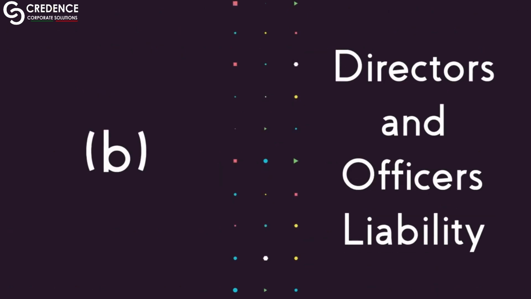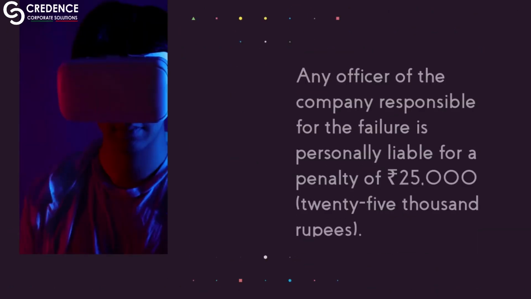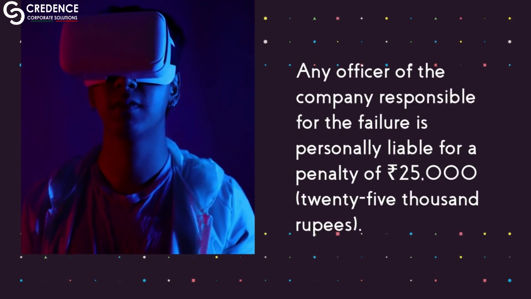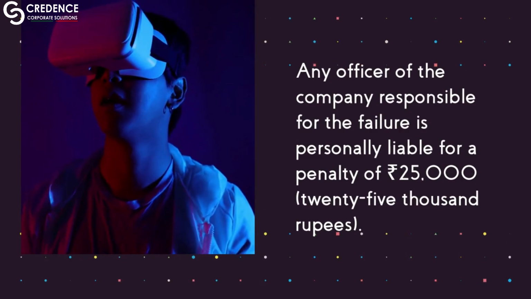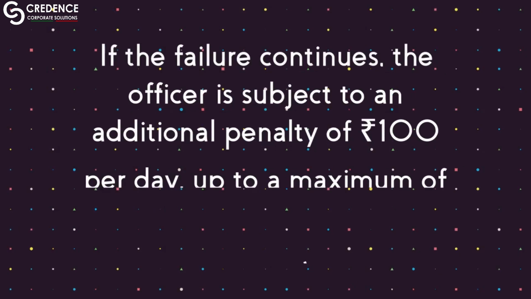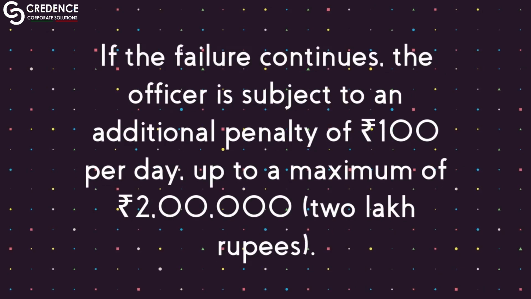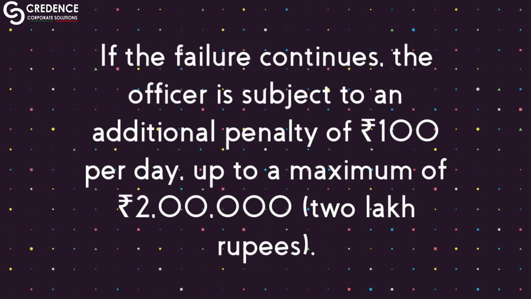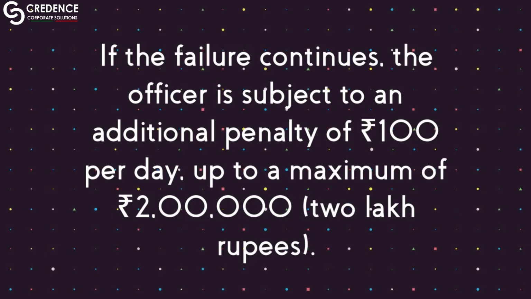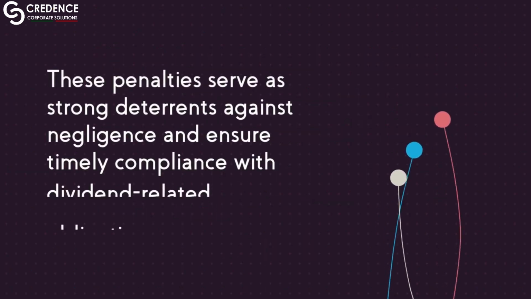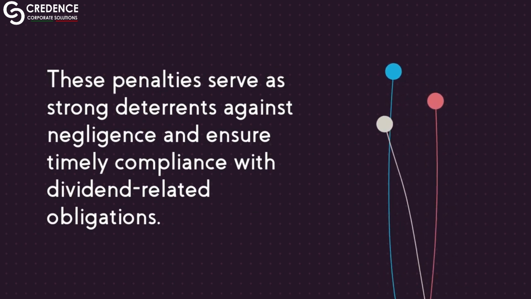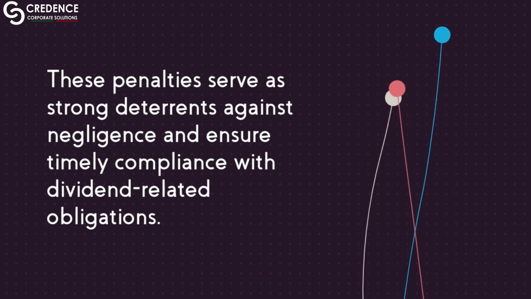B. Directors and officers' liability. Any officer of the company responsible for the failure is personally liable for a penalty of 25,000 rupees. If the failure continues, the officer is subject to an additional penalty of 100 rupees per day, up to a maximum of 2 lakh rupees. These penalties serve as strong deterrents against negligence and ensure timely compliance with dividend-related obligations.